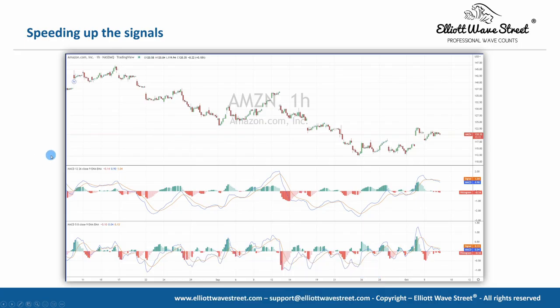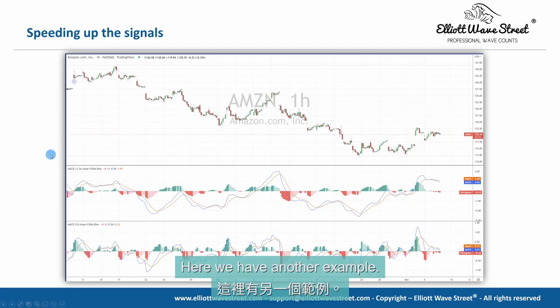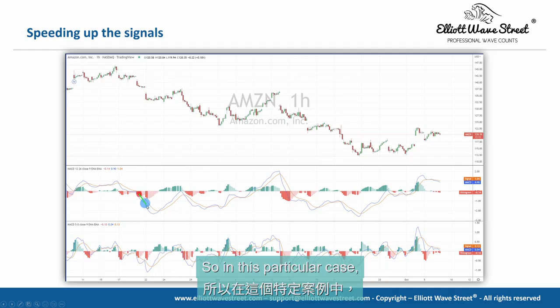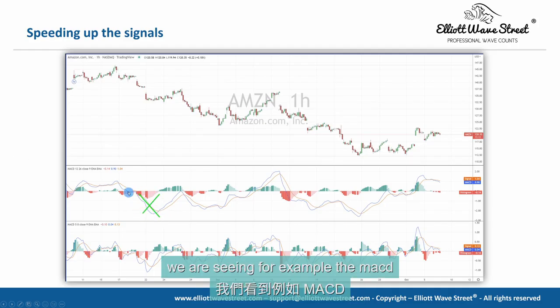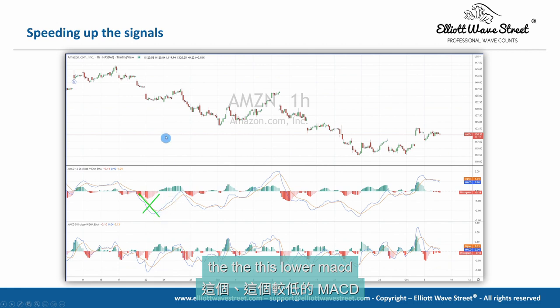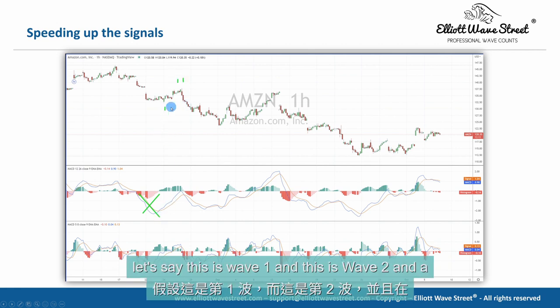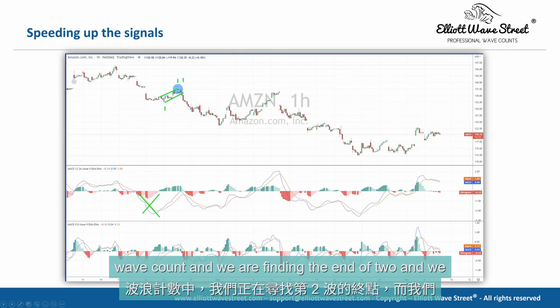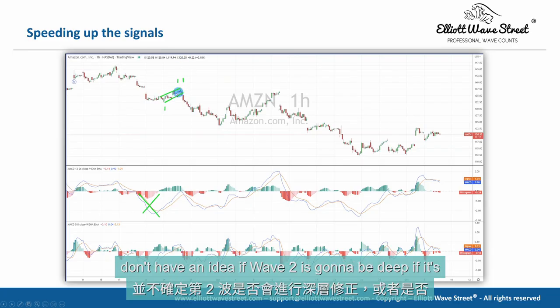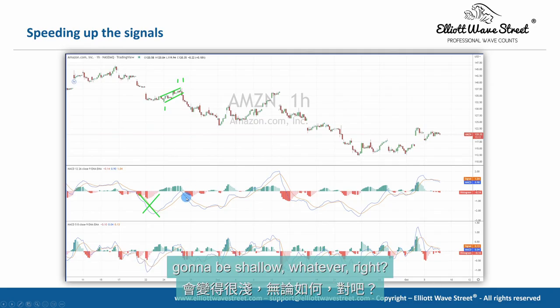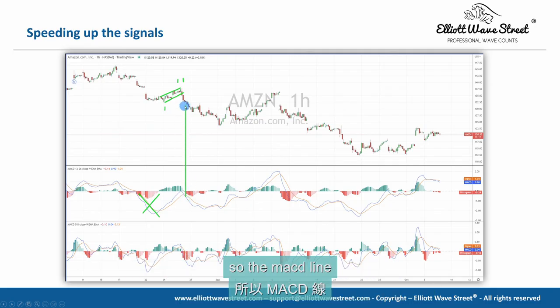Here we have another example. In this particular case, we are seeing the slower MACD here below the zero line. So we are looking for, let's say this is wave 1 and this is wave 2, any wave count, and we are finding the end of 2. And we don't have an idea if wave 2 is going to be deep, if it's going to be shallow, whatever, right? So the MACD line signals the short trade right here.